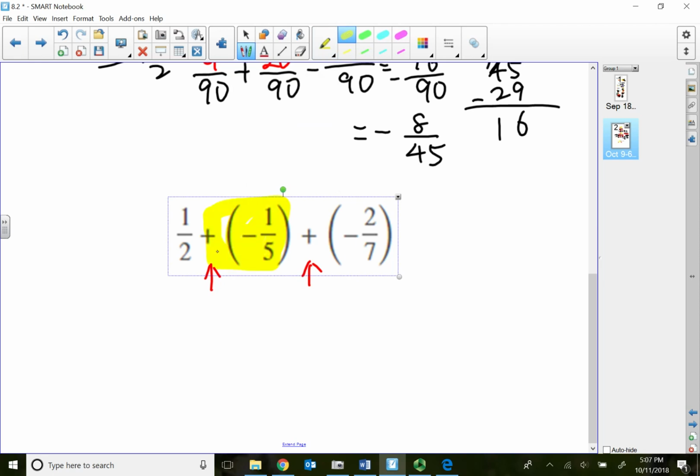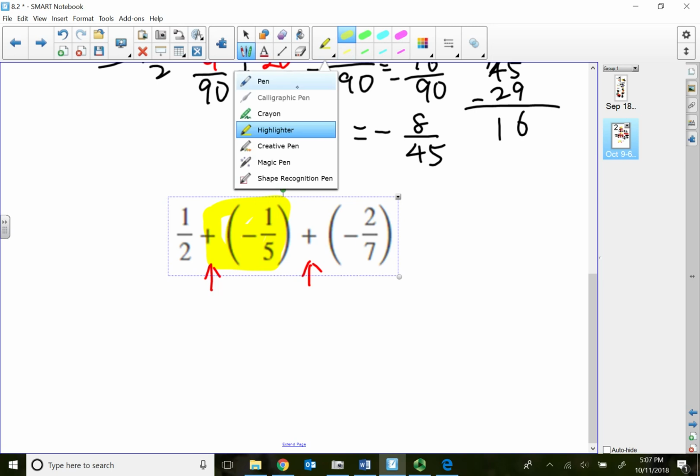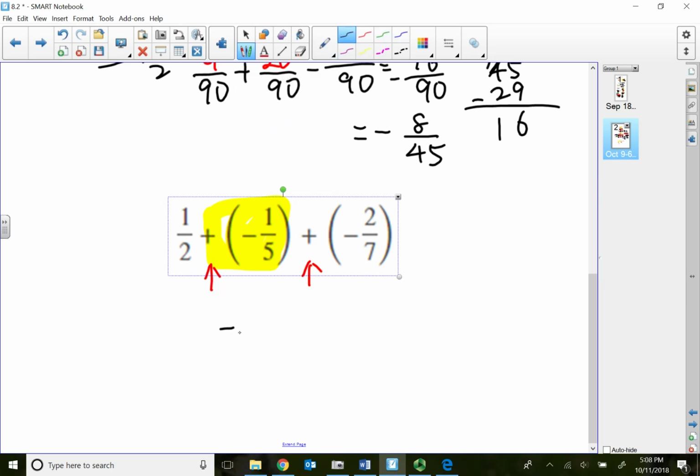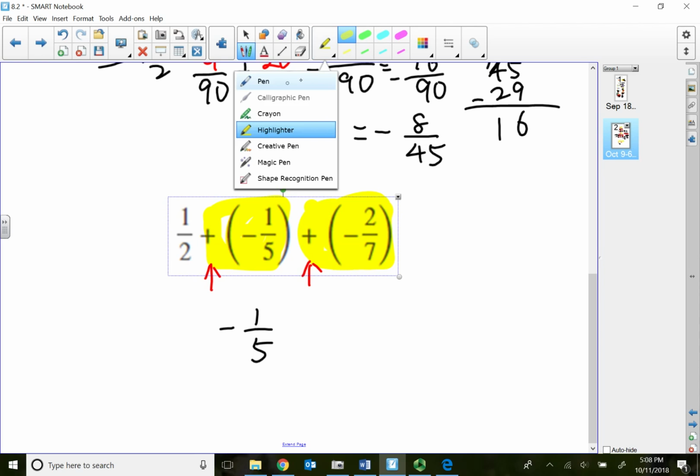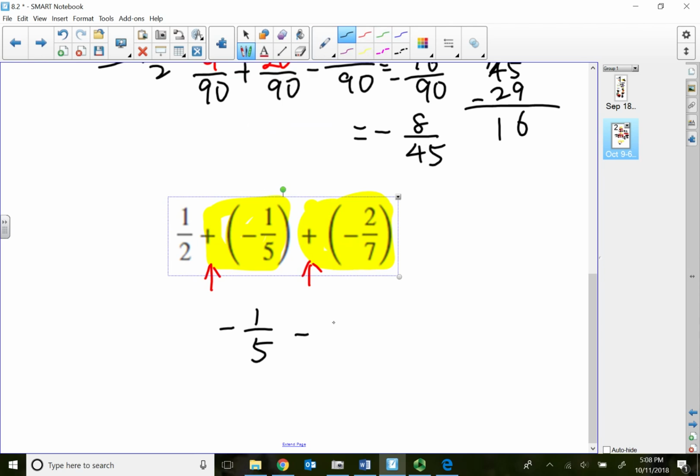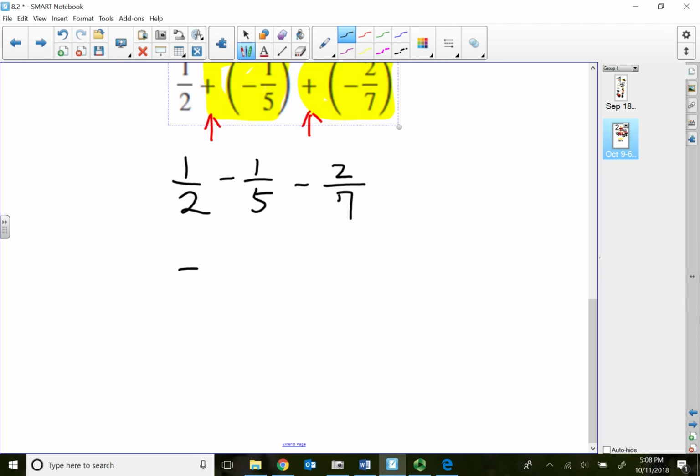All right, my second term, positive 1 times negative 1/5 is really just negative 1/5. My third term, positive 1 times negative 2 over 7, is really a negative 2 over 7. My half is still up front. So my LCD between 2, 5, and 7, I think it's going to be 70 this time.